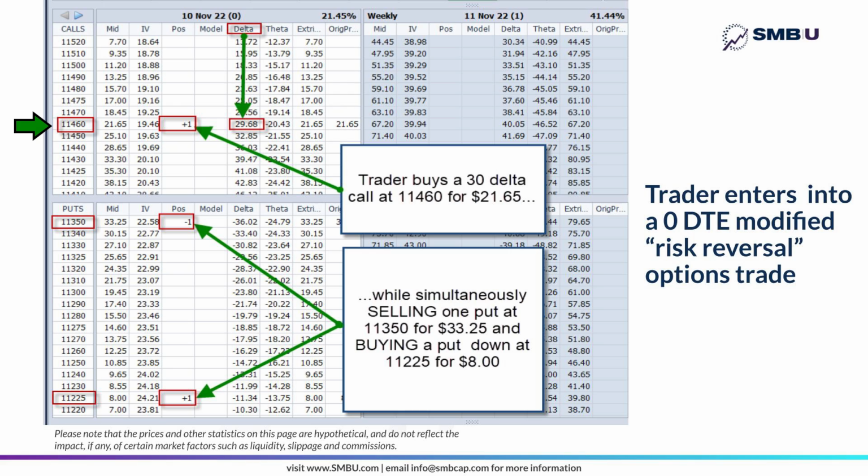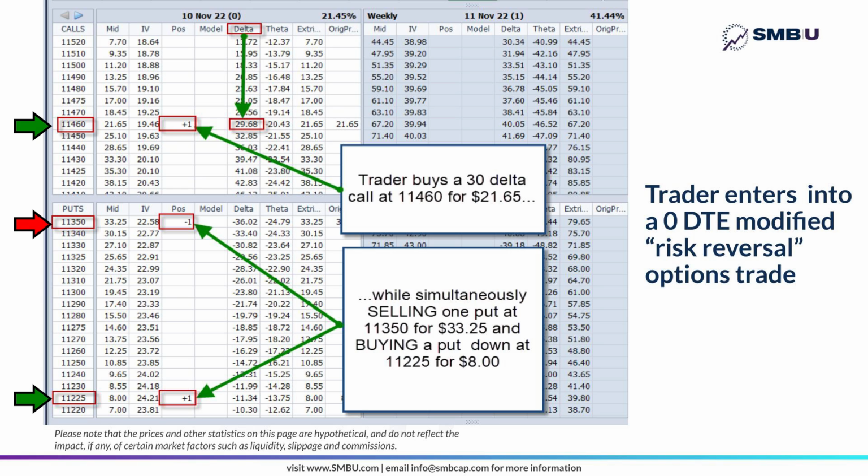So then we move down to the put side, and we find an option with a meaningfully higher price than the one we just bought. And so we select the 11,350 put with a price of $33.25 in this case, and we protect that with a long put down at 11,225, for which we spend $8.